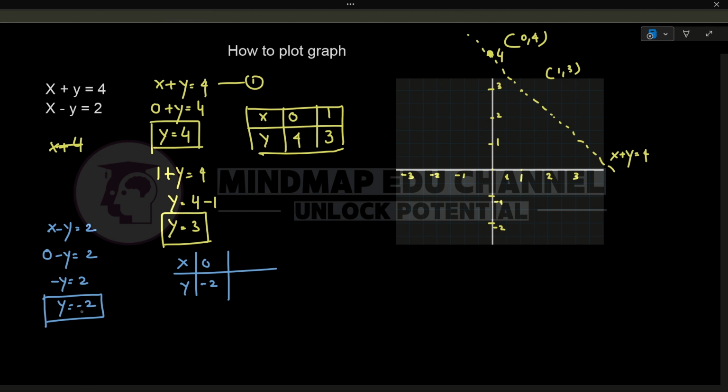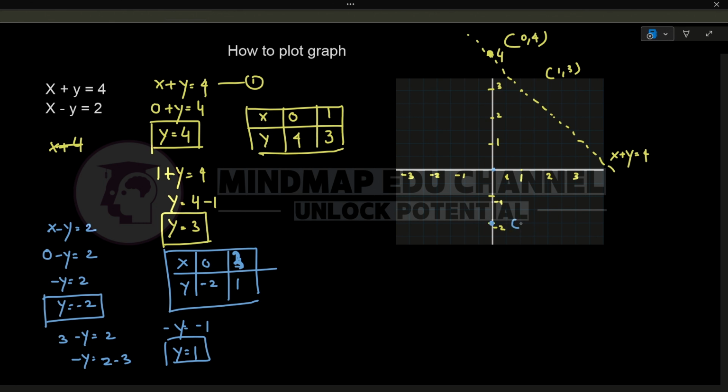Now let's take x as 3. Okay. So 3 minus y is equal to 2. Minus y is equal to 2 minus 3. So minus y is equal to minus 1 and y is equal to 1. So when we take x as 3, the value of y is 1. So let's plot them now. Here, for the second graph, where x is 0, the y is minus 2.